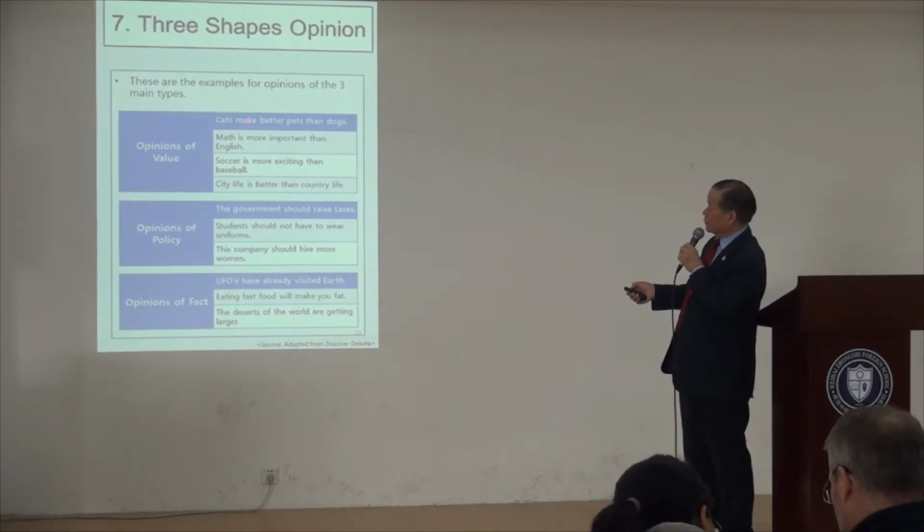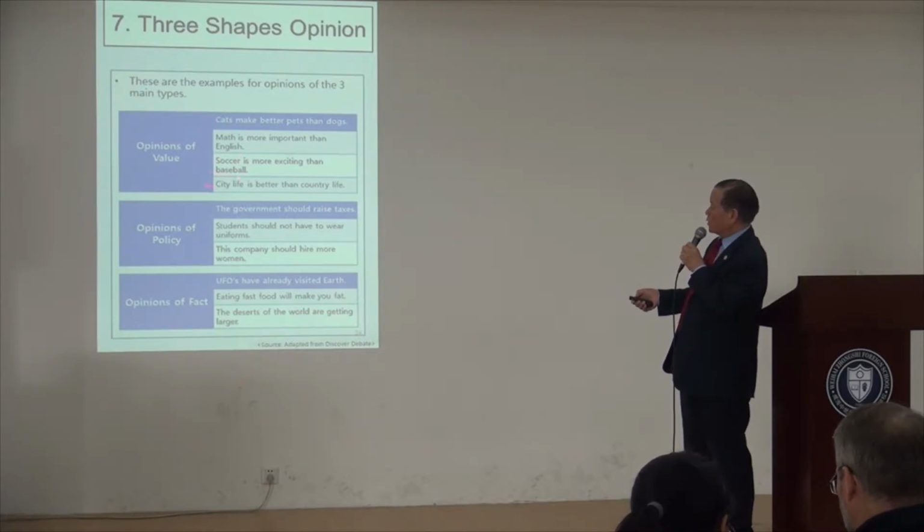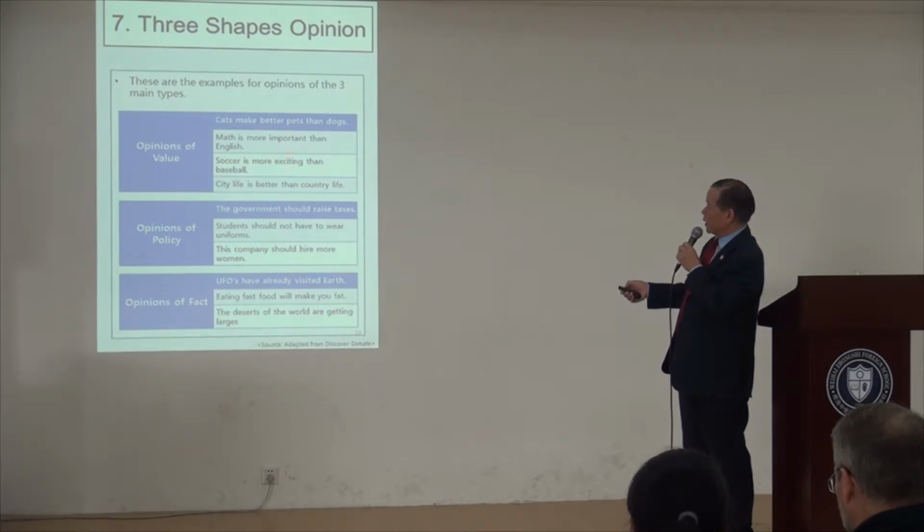For example, if cats make better pets than dogs, or math is more important than English, soccer is more exciting than baseball, city life is better than country life. This is the opinion of value. We divided one part of the opinion.